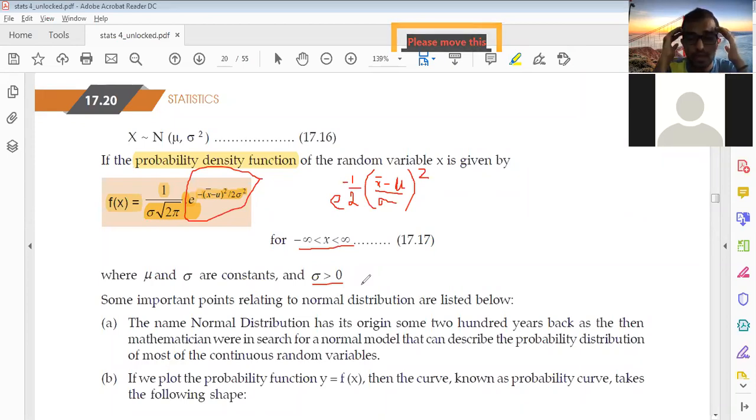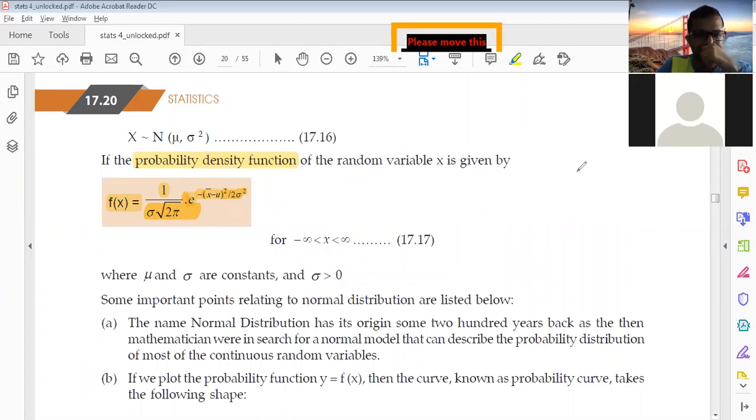Now, students, here you have to remember a lot of things and a lot of values. So patiently, one by one, we will go. My agenda for today is to finish normal distribution and to finish set A of questions, nothing else, because I want you to understand normal distribution properly.